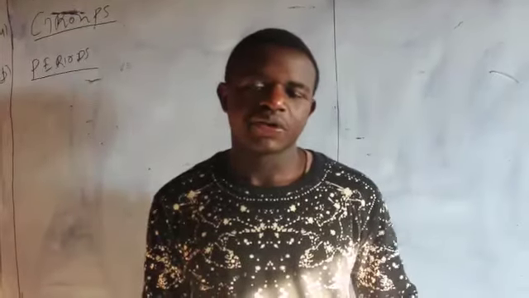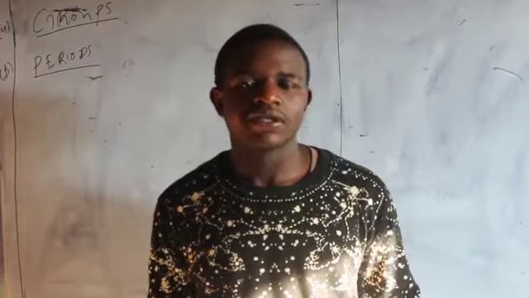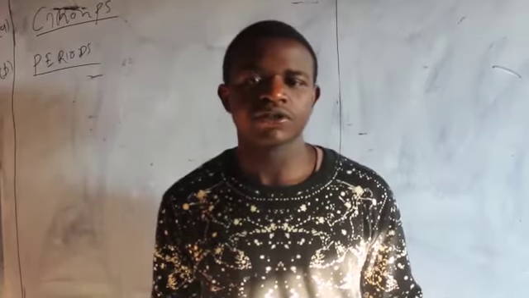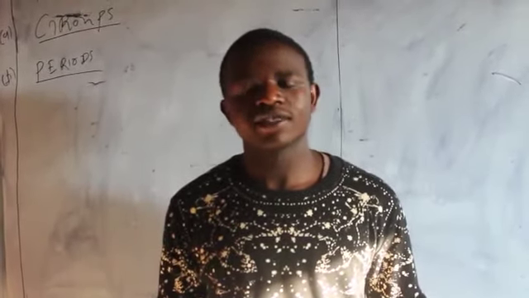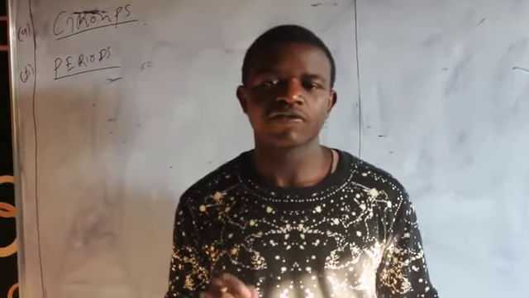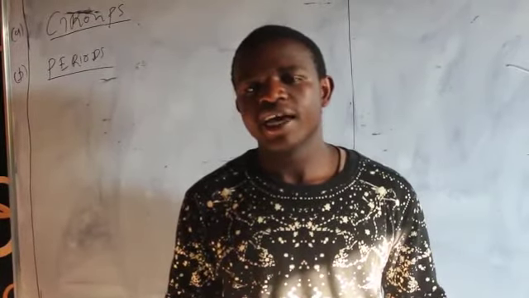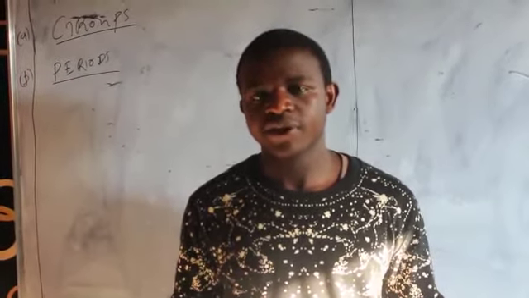So the next thing that we're going to talk about are the periods. So what are periods? Periods are horizontal rows of elements on the periodic table. Then on the periodic table we have 7 periods.